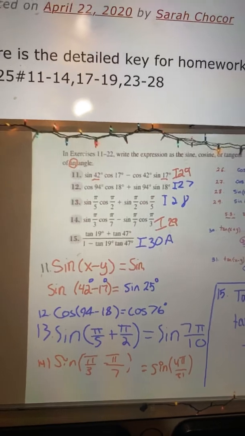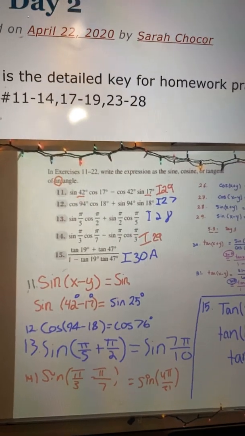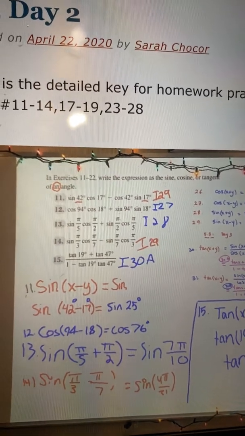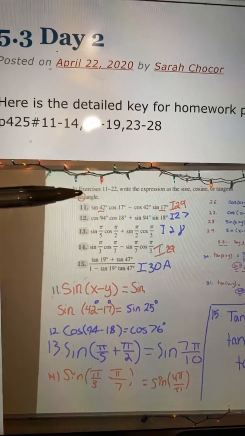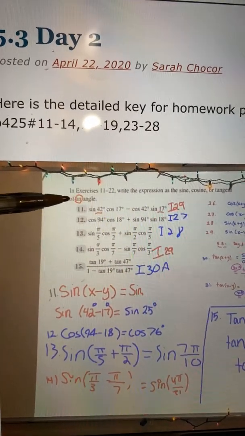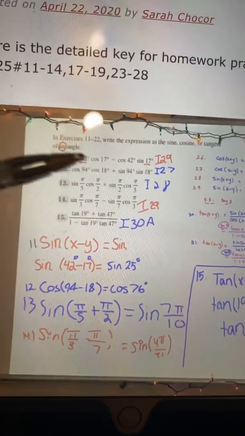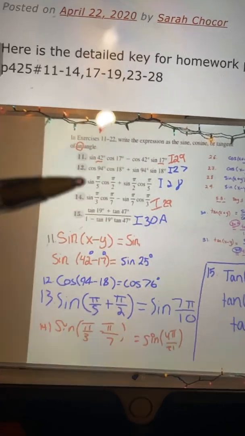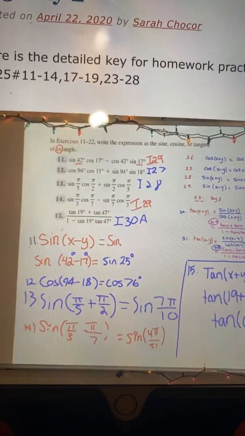For number 11, the question to start with says, write the expression as sine, cosine, or tan of an angle. And you see I circled an angle, which means one angle. So instead of having two angles, which are in this case the 42 and 17, you have to write it as a single angle. That's what the question meant.